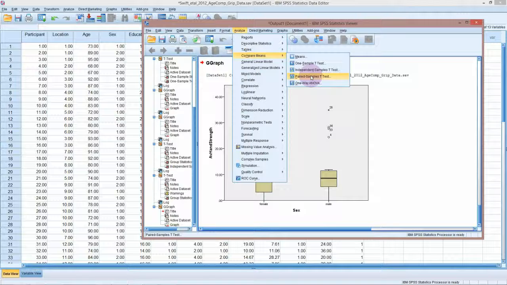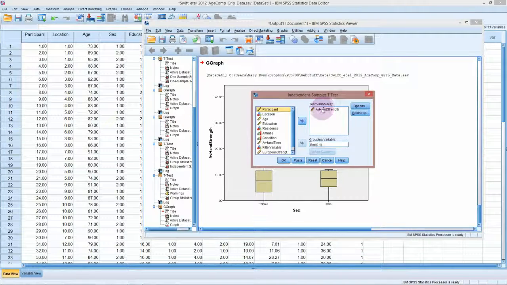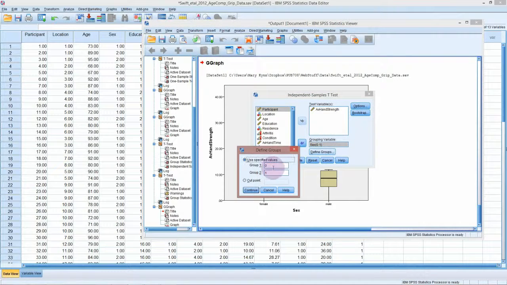In this case, we've just got women and men who are independent of each other, and so we've got an independent samples t-test. So if we click on that, our test variable is average hand strength. Our grouping value is sex, and you'll see here that it wants us to define the groups. And we'll just put in here 0 and 1 because I just wanted to see what it would do if I put in values that didn't exist.